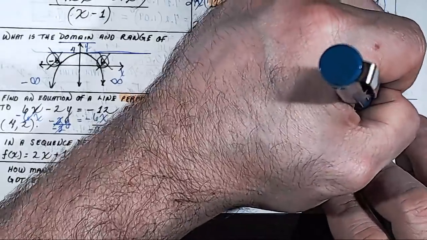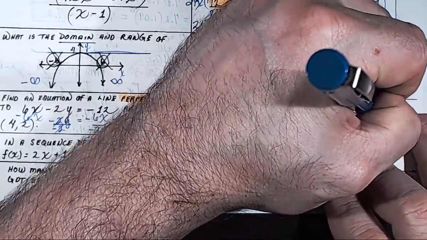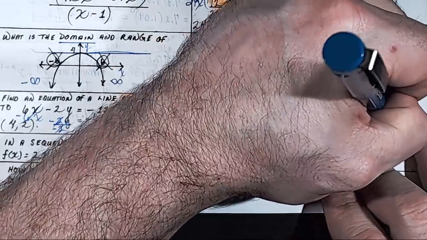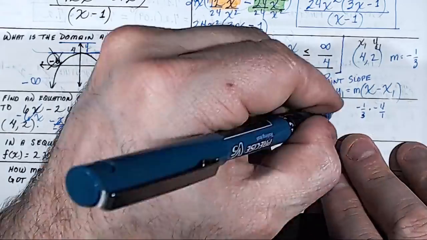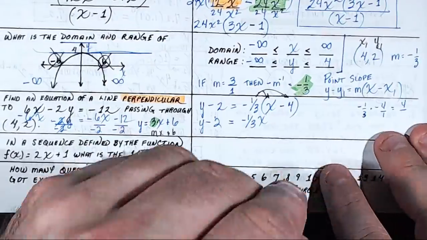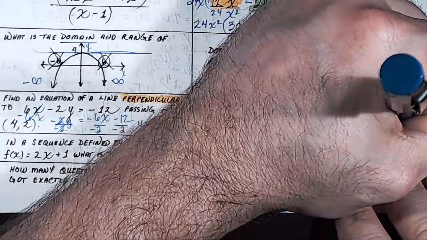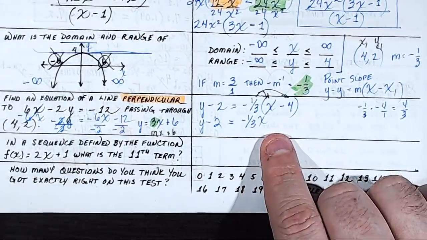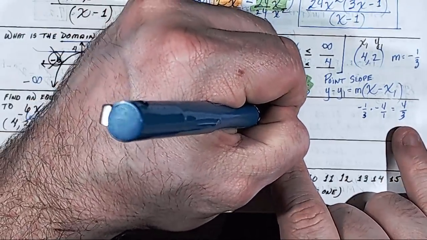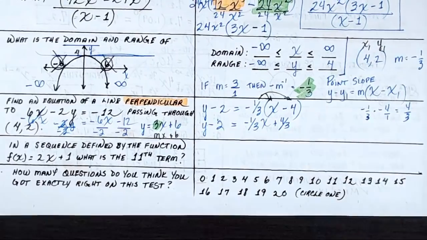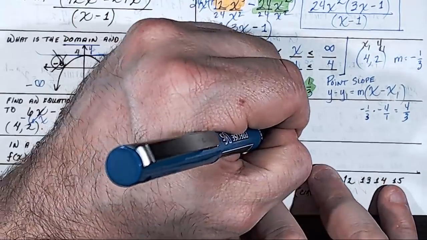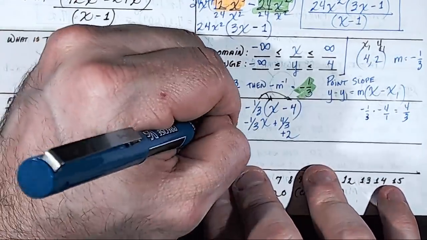Just think about this, negative 1/3 times negative 4 over 1. So negative 1 times negative 4 equals positive 4, and then 3 times 1 equals 3. So it's going to be 4/3, right? So I've got plus 4/3. Now I have to add 2 to both sides to get rid of the 2 on the left.